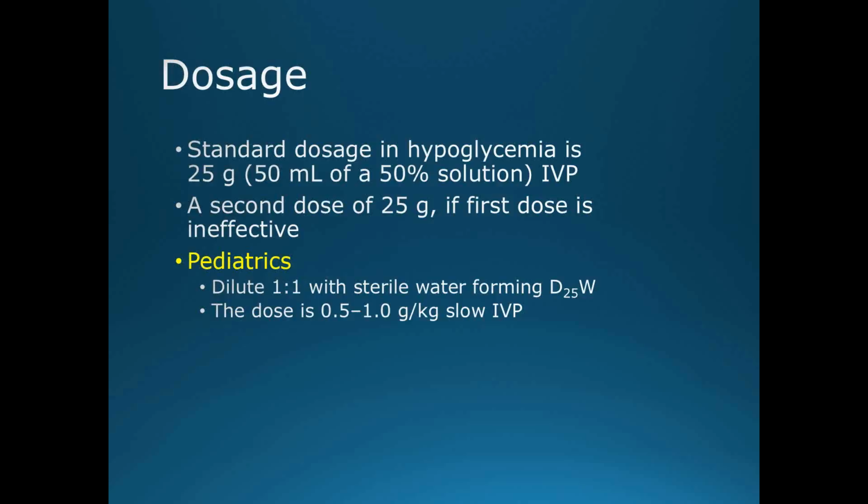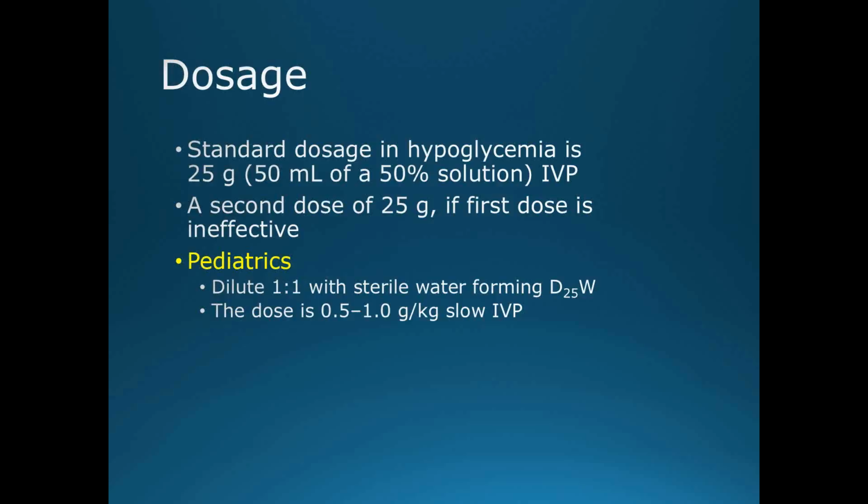When you give this to your pediatric patients, we're going to give what we call D25. So it's dextrose 25% in water as opposed to D50, dextrose 50% in water. To make this, we're just going to dilute it half and half with sterile water. Dilute it down. That makes it a little thinner. It's not nearly as necrotic on our little guy's veins. And then we're going to dose that out at 1/2 to 1 gram per kilogram. And we'll give that nice slow IV push.